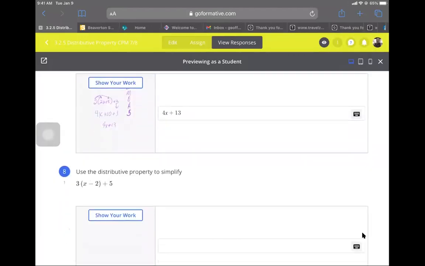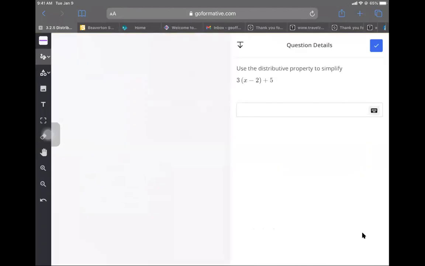Okay. All right. Same process with this one, except this time, notice we have a -2 in the parentheses.